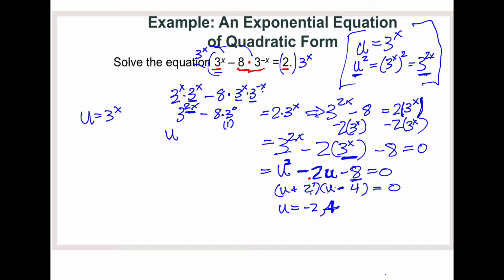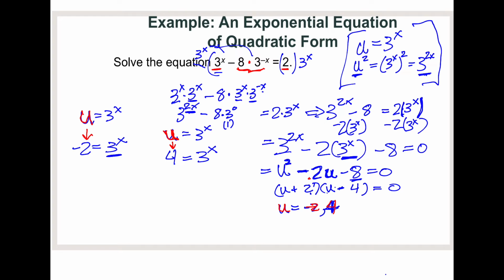And I'll do that again. U equals 3 to the x. We'll put both of those in there. Negative 2 equal to 3 to the x power. And then 4 equal 3 to the x power. Notice all I did here was we have negative 2 and 4 equal to u. And so I'm taking out u, and I'm putting 4 in its place. And I'm taking out u here and putting negative 2 in its place. And now we can solve these for x.